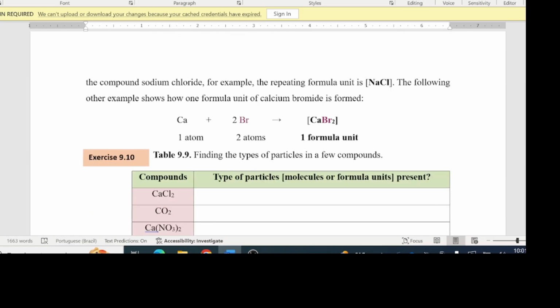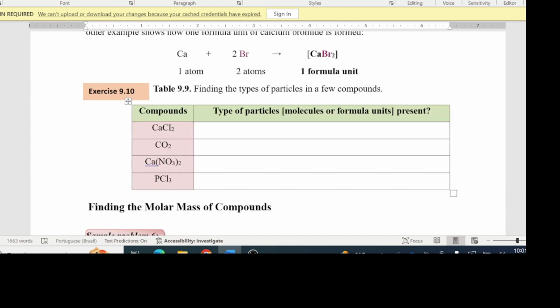When you have a formula unit, it doesn't necessarily mean it has to be one atom of the metal and one atom of the non-metal. You can have one atom of a metal and two atoms of the non-metal, as in calcium bromide. What type of particles will the formula represent in these? This is an ionic compound, so you know what to expect. Molecular compound, ionic compound, molecular compound. This will be formula units. This is going to be molecules. These will be formula units.